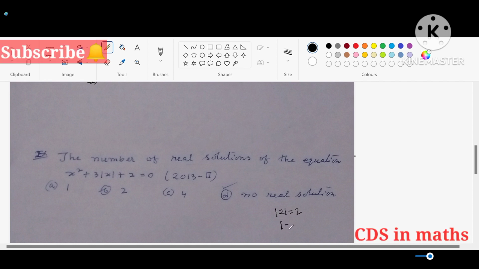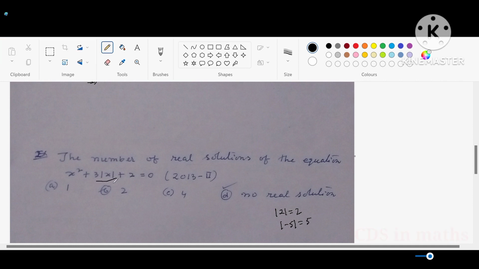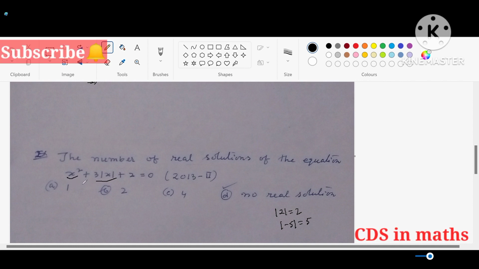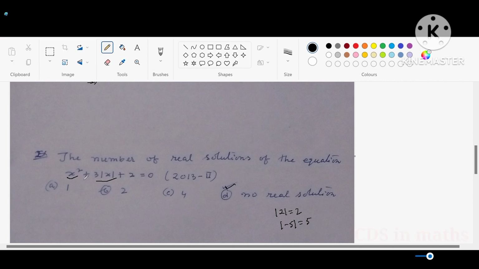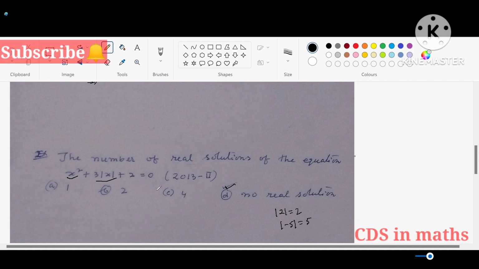Now you see, mod of x is always positive. Mod of 2 is 2. Say mod of minus 5 will be again 5. So this is a positive quantity, and x square, whatever may be x, positive or negative, x square is positive. This is also positive, plus 2. So the sum of three positive quantities can never be 0. So no real solution. Because if x is a real number, then its square is positive. So this equation does not have a real solution. So you see, without doing anything, you can directly get to this.